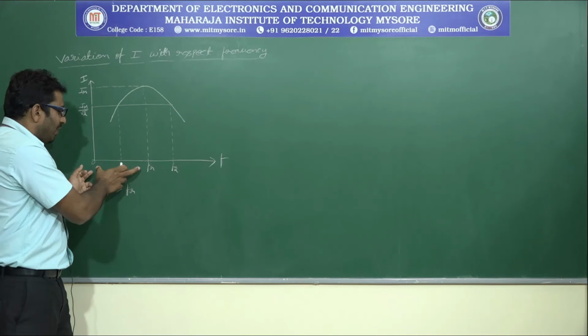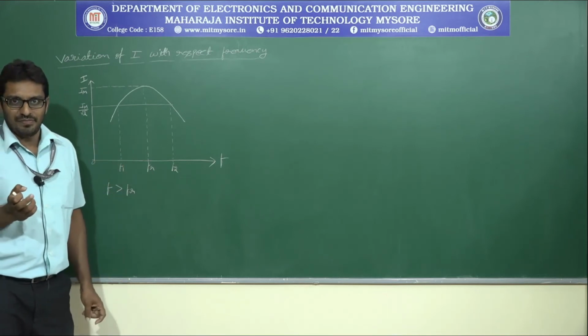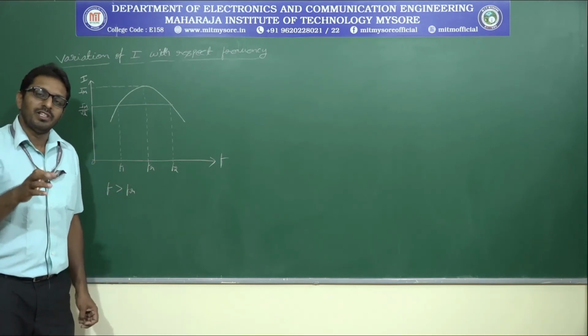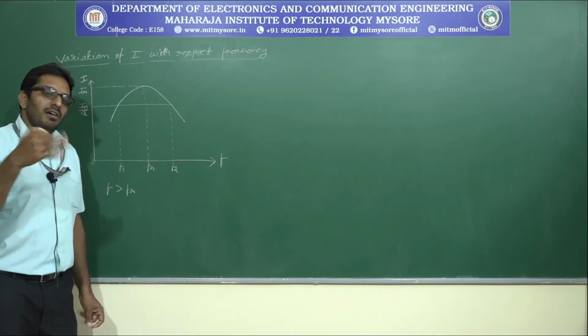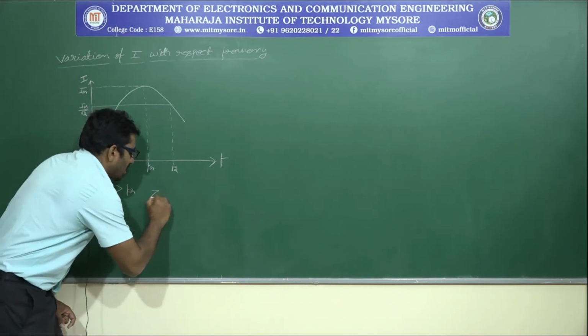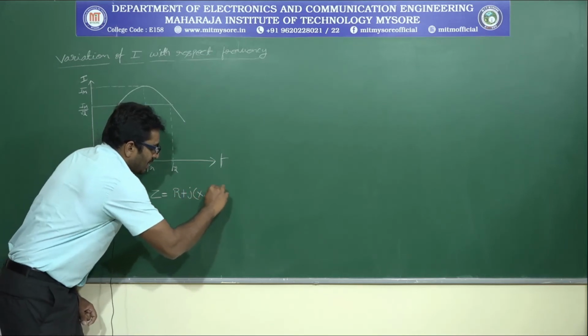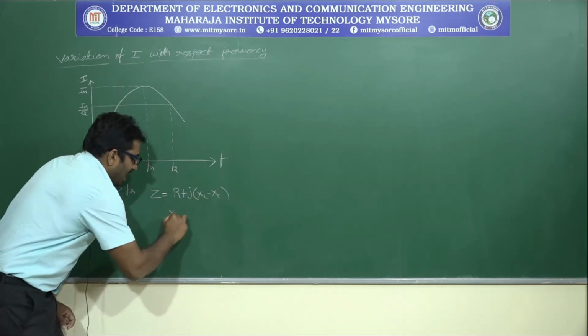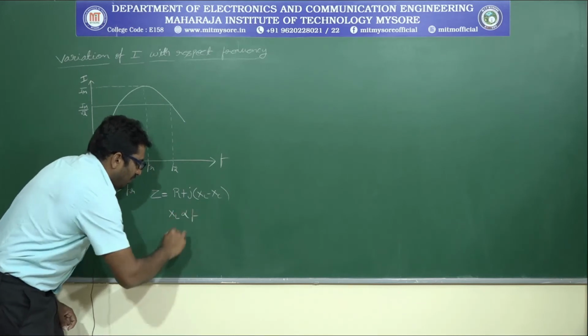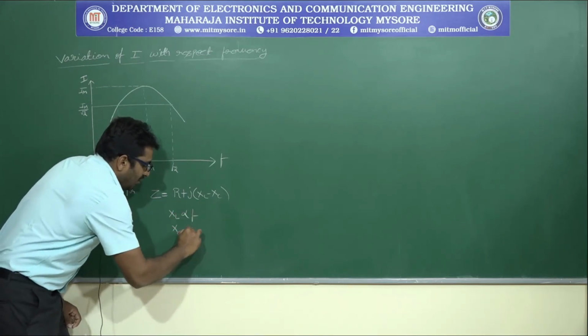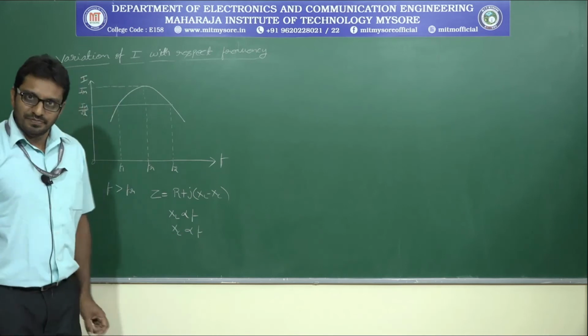All the frequencies are low frequencies. At low frequency, which value is high? Because Z is equal to R plus j into (XL minus XC). XL is directly proportional to frequency. XC is inversely proportional to frequency.